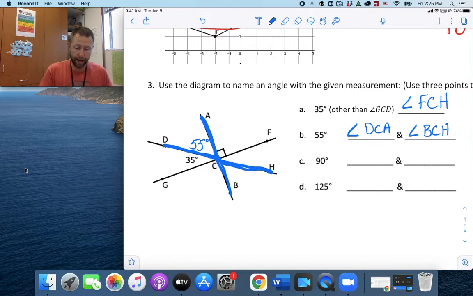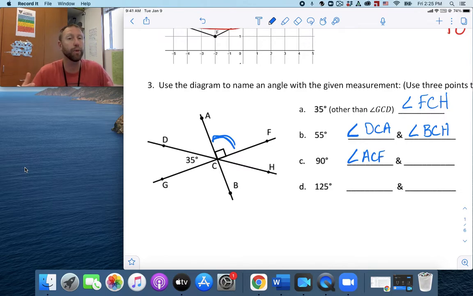Now the 90-degree angle is from that symbol right there. So ACF, angle ACF. That one's already labeled for us. But it's the vertical angle. It's the one right below this one that is also 90 degrees. So that would be angle BCG.